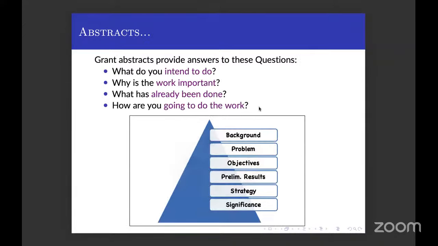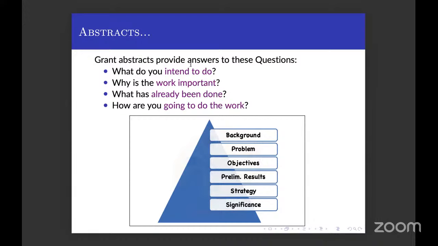Now, coming to writing the abstract, what should you do? There are four things we are going to see: what do you intend to do, why is the work important, what has already been done, and how you are going to do the work. If these four questions are answered in your abstract, your abstract is very clear.